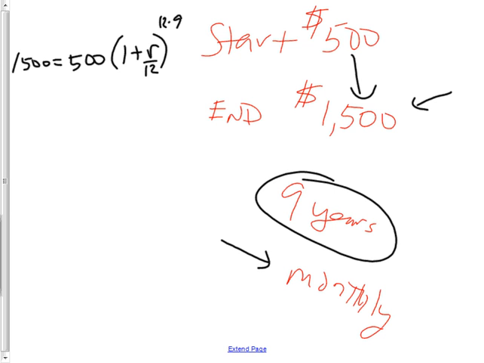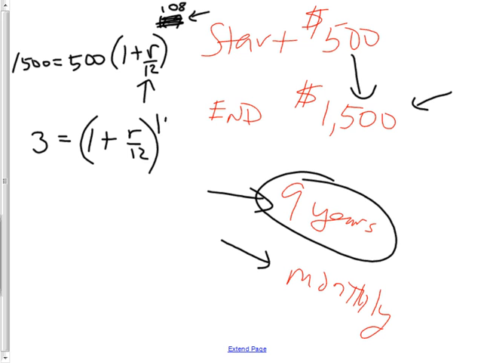Do you get why it's not just the 9? Because it's monthly. So I'm changing this to monthly. So it's just like when we were doing those sequence deals, each little thing is going to be a month. Each little tick. So this is going to be 108. Okay. So that's 108, isn't it? Okay, good. So now I'm going to divide by 500 on both sides, and I get 3 equals 1 plus r over 12 to the 108.